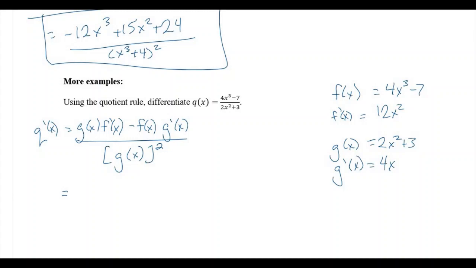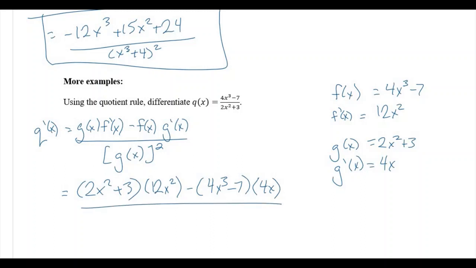So let's plug in our information here. G of x is 2x squared plus 3. For f prime of x, it's going to be 12x squared. For f of x, it's going to be 4x cubed minus 7. And for g prime of x, it's going to be 4x. All over g of x squared. So 2x squared plus 3 squared.